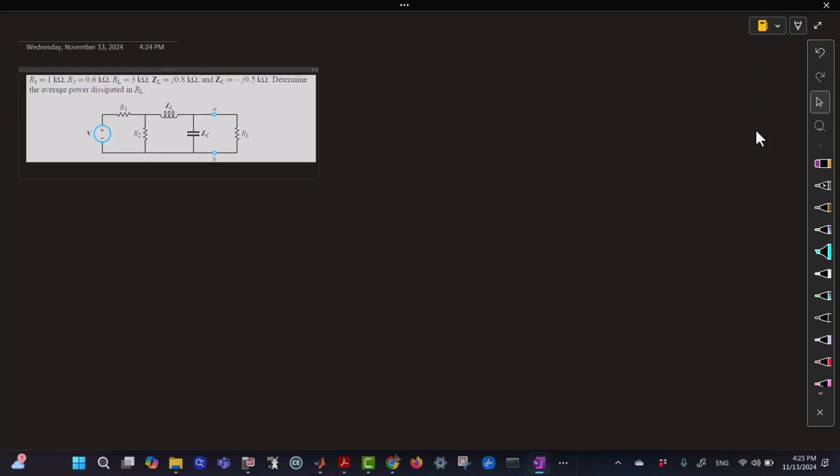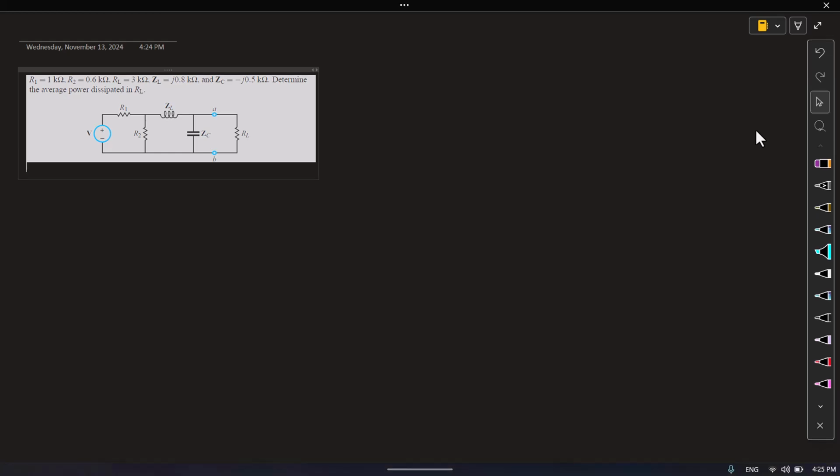All right, so we need to find the average power dissipated in RL. So this is similar, except for the fact that it's asking about average power. And if we think about what I was just showing you a minute ago, the average power is going to be the real part.